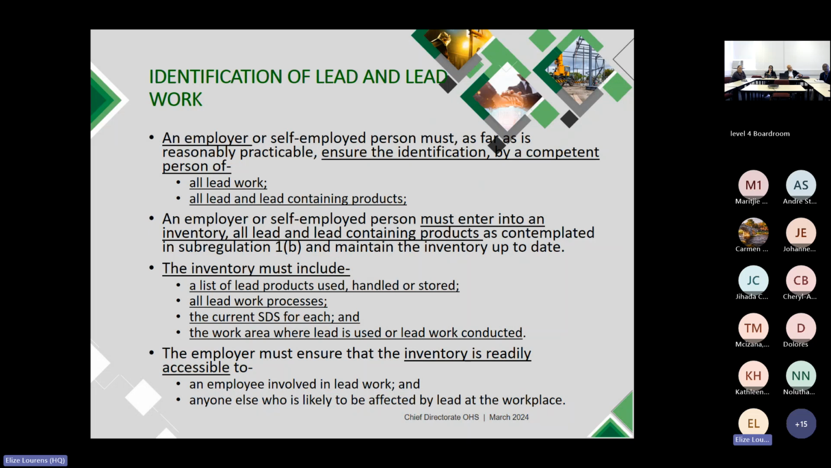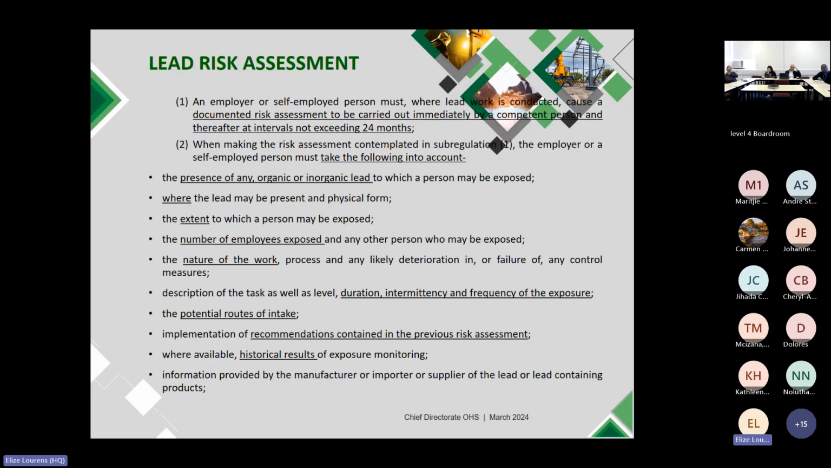Identification of lead and lead at work. An employer must ensure the identification by a competent person of all lead work, all lead and lead containing products. These must be entered into an inventory, and the inventory must include the list of the lead products handled, used or stored, all lead work processes, the current SDS for each, the work area where the lead is used and where contact may occur. The inventory then must also be readily accessible.